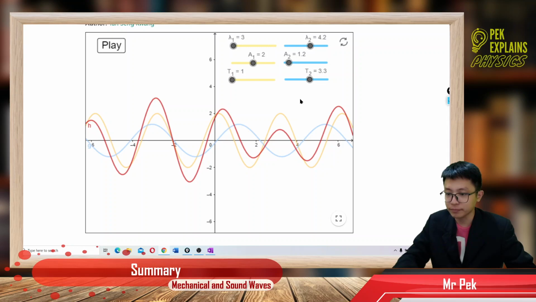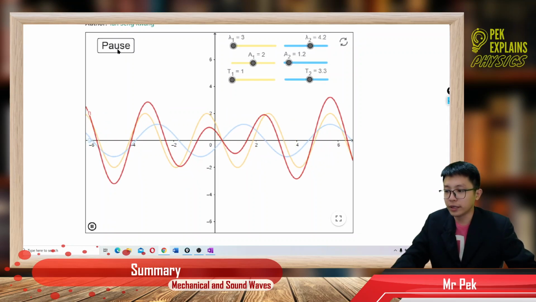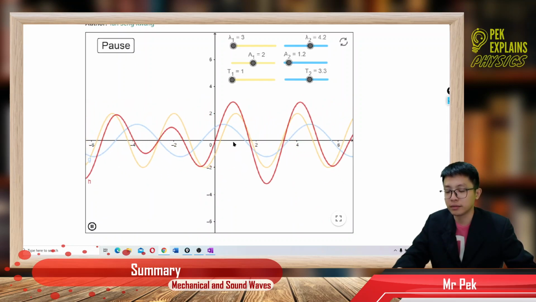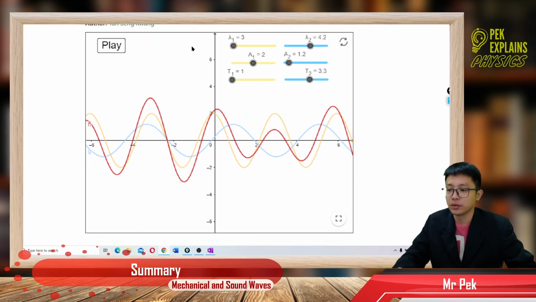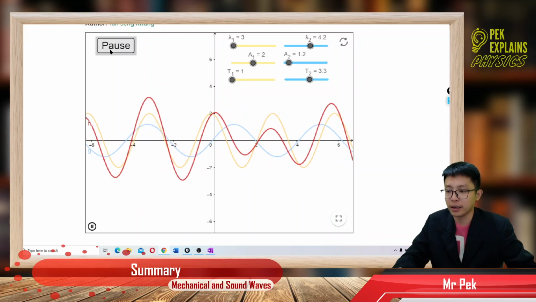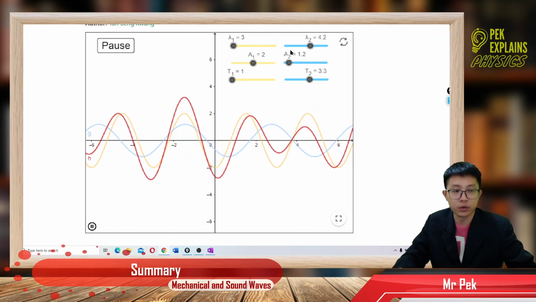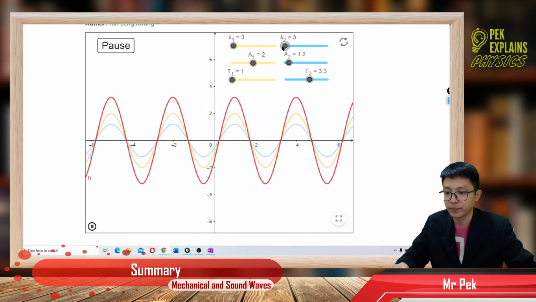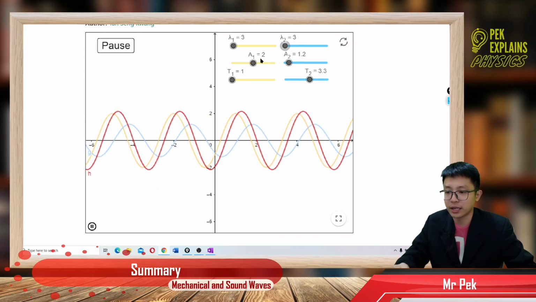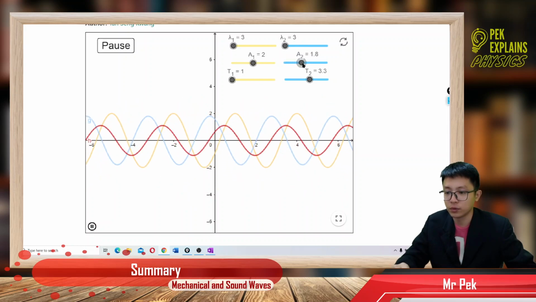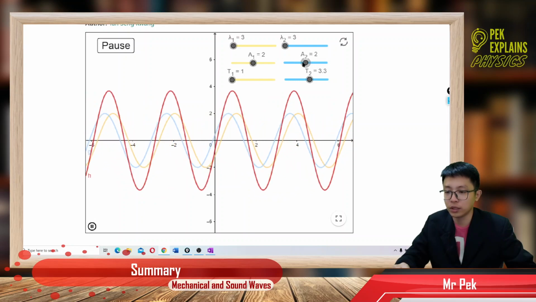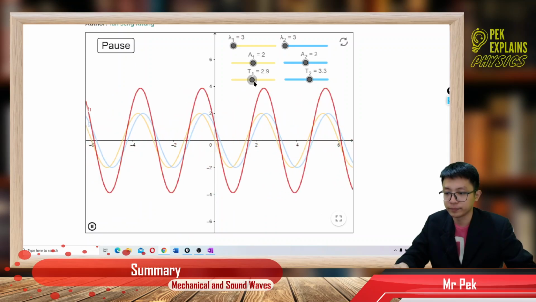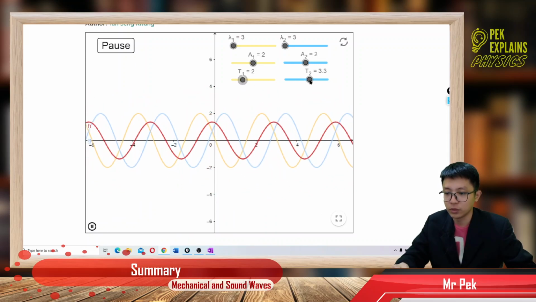Okay. So if you look at here, the red wave is not yet a stationary wave. So how to make a stationary wave? First of all, I adjust the wavelength to be equal. So I try to adjust the wavelength to 3. And then I adjust the amplitude to be equal, A1 = 2, A2 = 2. And then the period, I adjust to 2.